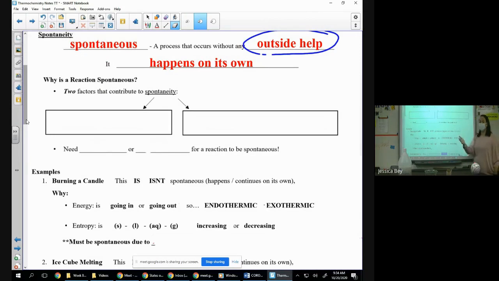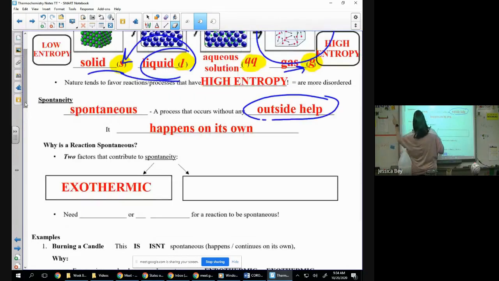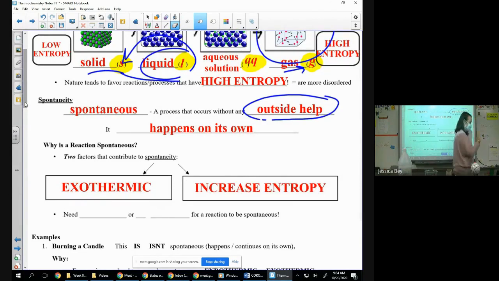In order to have a spontaneous reaction, you need to have one of the two things happening. You either have to be exothermic, or you have to abide by nature here and start low and move high. You have to increase your entropy. That means you become more disordered from your reactants to your products, or the beginning to the end.